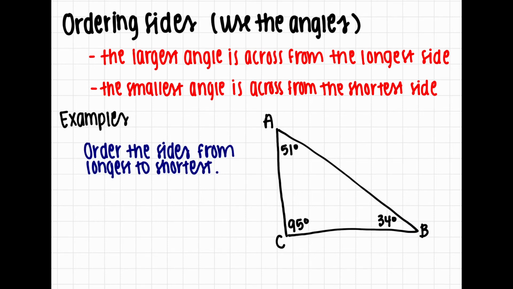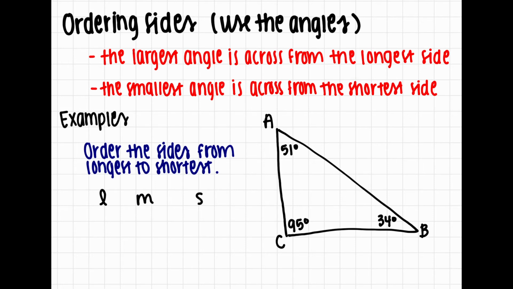So this first example I'm asking you to do, I want you to order the sides from longest to shortest. Remember, when we label a side, we have to use 2 letters for that, and I'm going to show you exactly what you need to do here. So remember, I told you that the largest angle is across from the longest side, and the smallest angle is across from the shortest side.